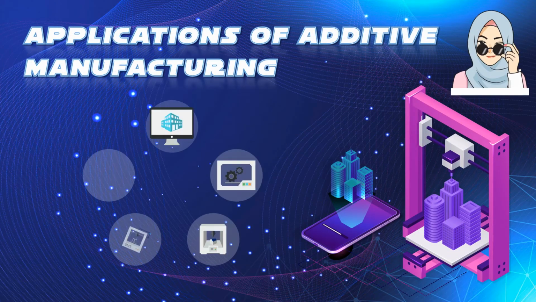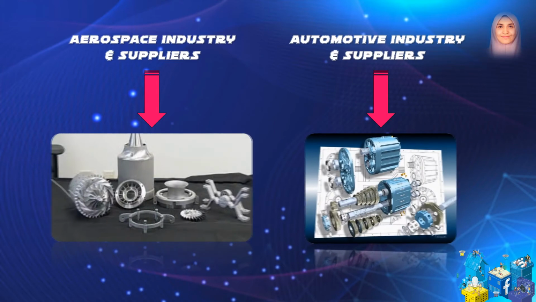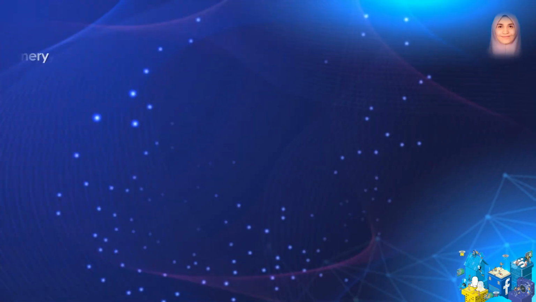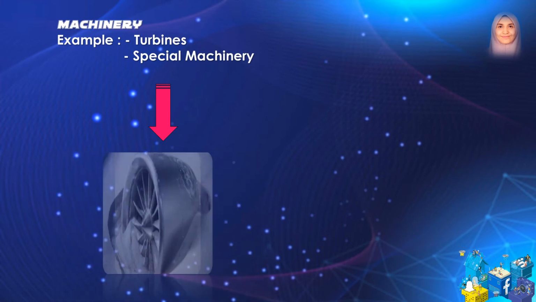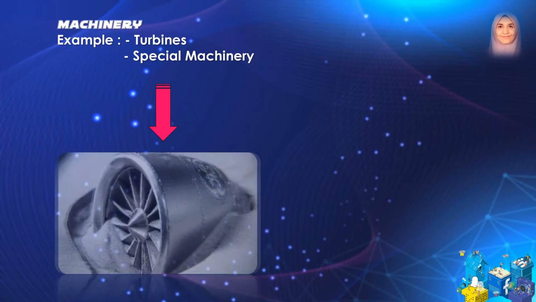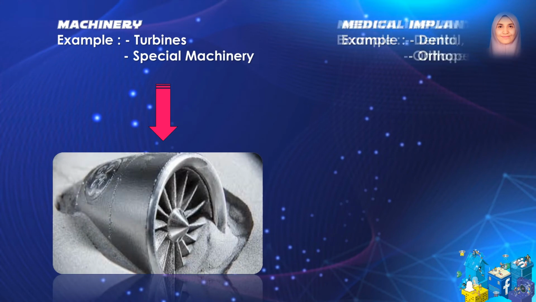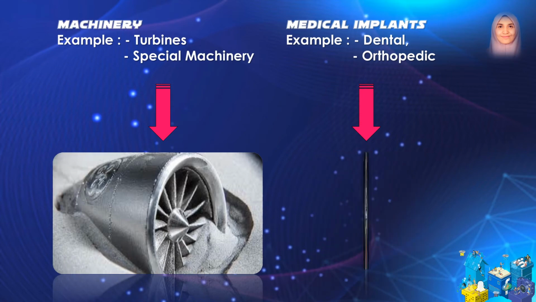Applications of additive manufacturing. In the aerospace or automotive industry and suppliers, some parts like gears can be made using additive manufacturing processes. Additive manufacturing can also be applied in the machinery industry, for example, turbines and special machinery. It can also be applied in medical implants for dental purposes or orthopedics.